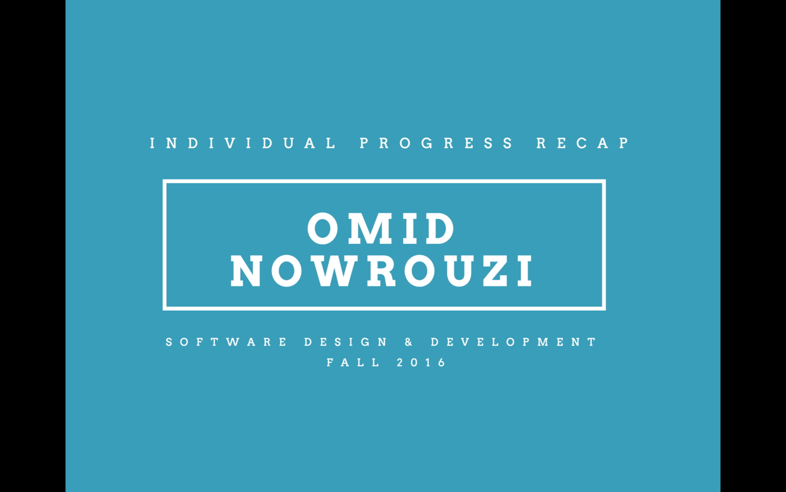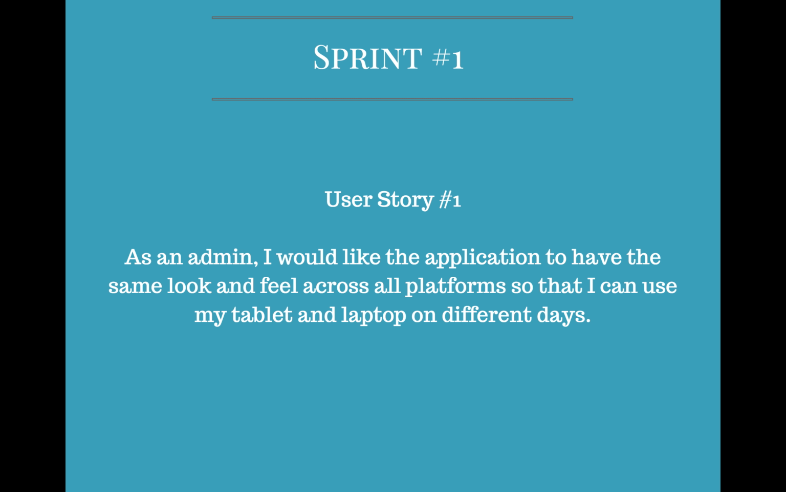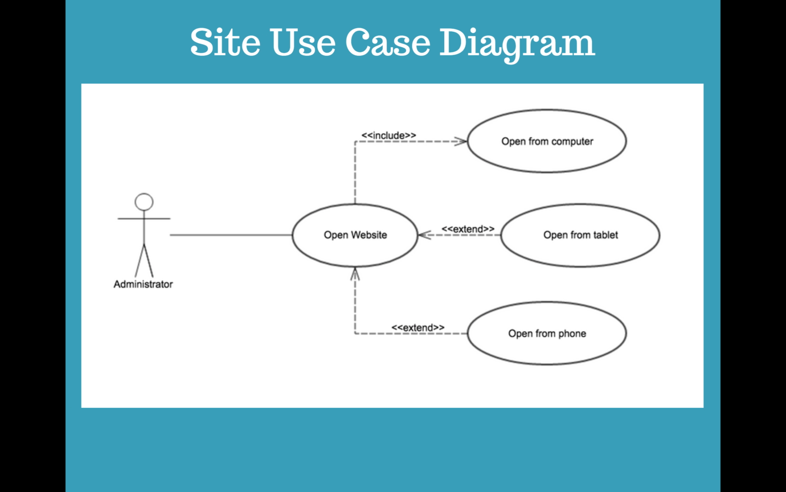For Sprint 1, my first user story was, as an admin, I would like the application to have the same look and feel across all platforms so that I can use my tablet and laptop on different days. This was done with the following use case of opening a website, typically on a computer, but also having the extended functionality of opening it from a tablet and possibly from a phone.